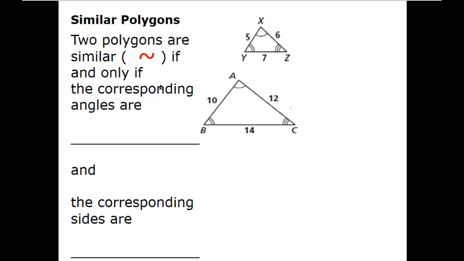If and only if the corresponding angles are congruent. All right, corresponding angles are still congruent because there's 180 degrees in a triangle no matter what, no matter how tiny or how huge it is. Then the corresponding sides are not congruent because that would make them congruent triangles. They're also not similar. Sides can't be similar. That doesn't make any sense. But what do you think goes in that blank? Because similar figures are not new to you.